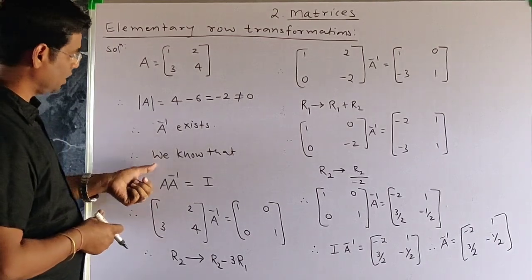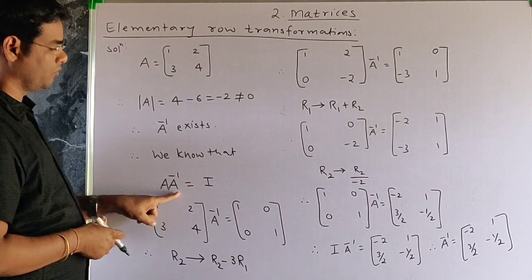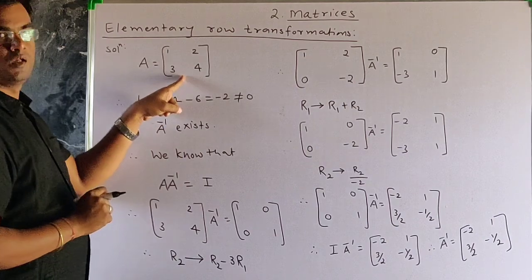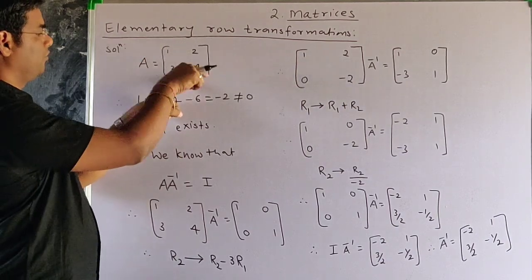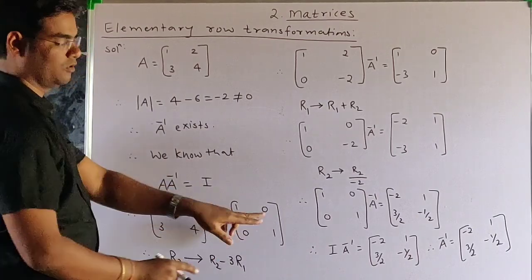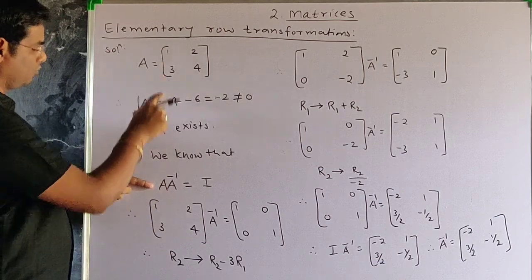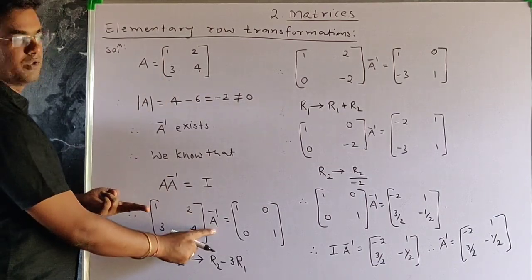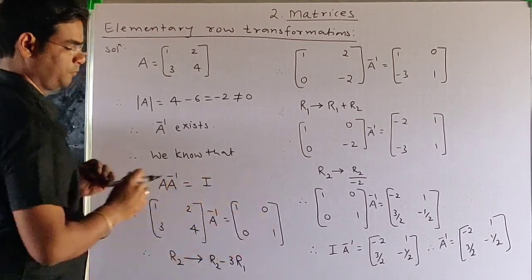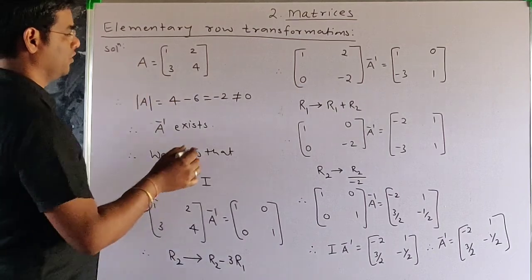Now we know the formula we discussed in the last lecture. For row transformation, A into A inverse is equal to I, where I is the unit matrix of order 2. If we take order 3, then we have to write the identity matrix or unit matrix of order 3. Now put the value of A. The matrix A is 1, 2, 3, 4, A inverse we have to find, and the identity matrix of order 2 is 1, 0, 0, 1.